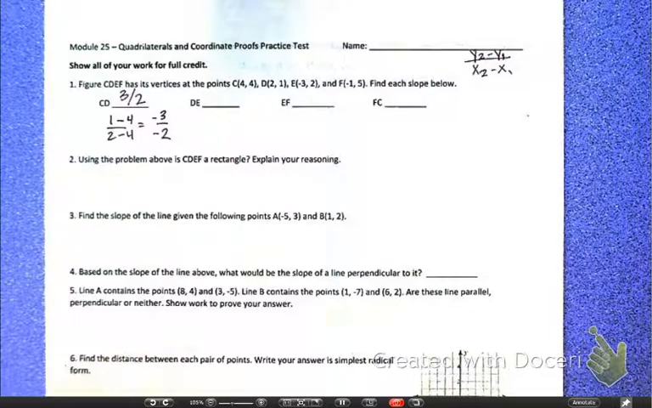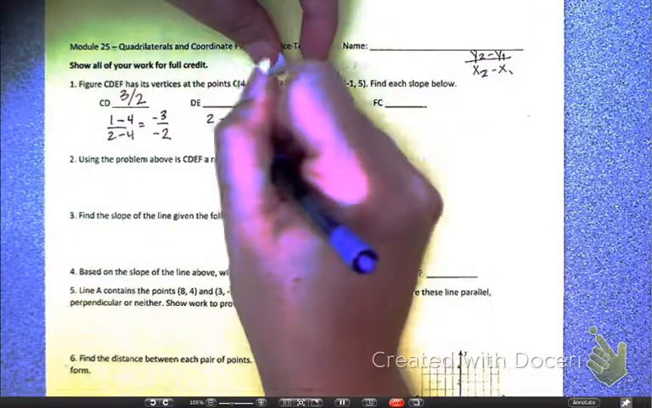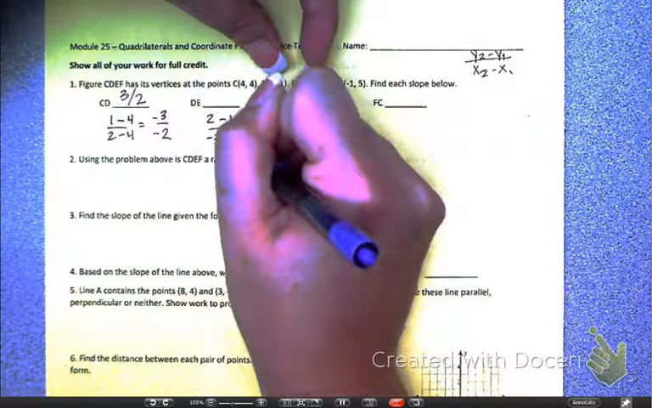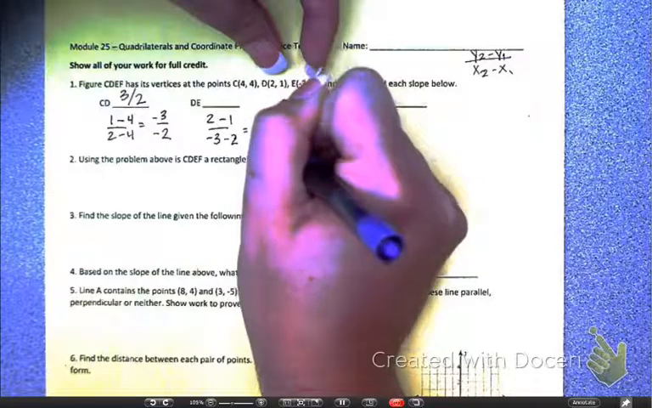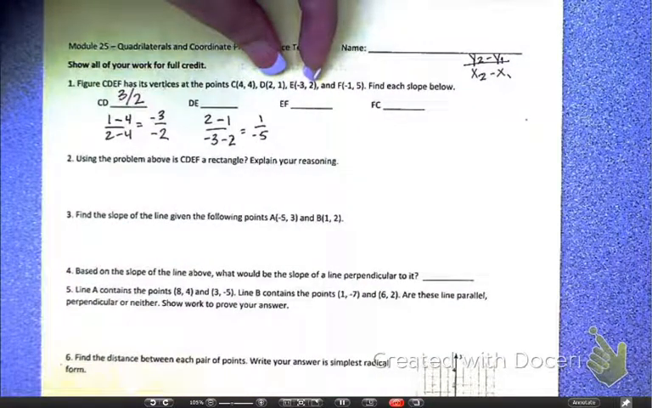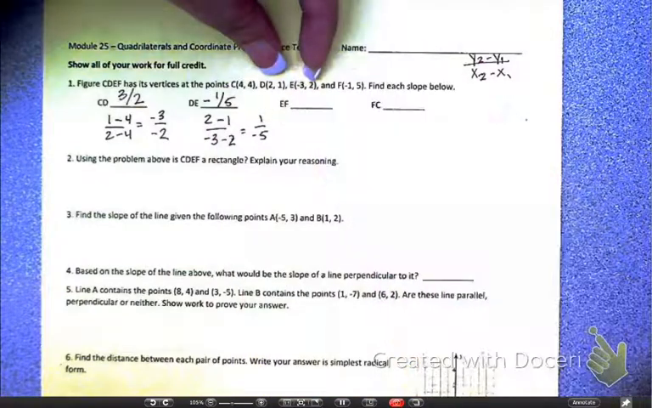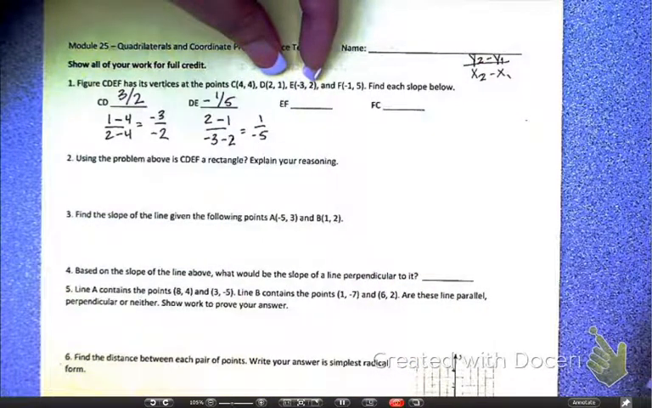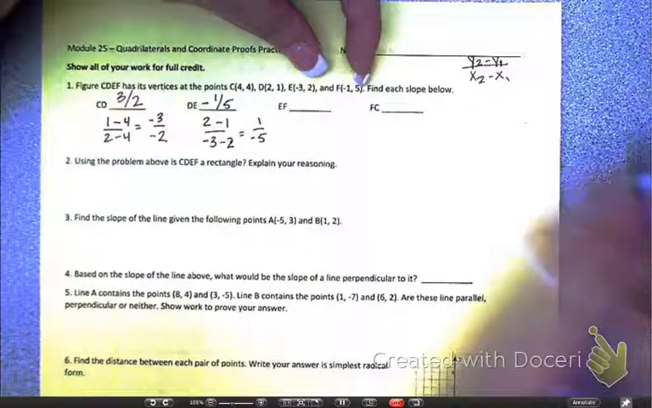I'm going to do the same thing for DE. So 2 minus 1 over negative 3 minus 2, which gives me a 1 over negative 5. It doesn't matter where that negative is. I just put it right out front because the whole thing is negative. Okay, you don't necessarily need to attach it to the 1 or to the 5 because that whole fraction is negative. Same thing for FE or EF.